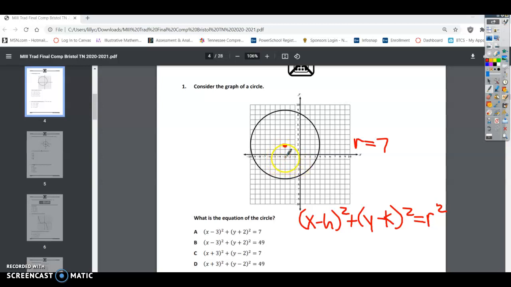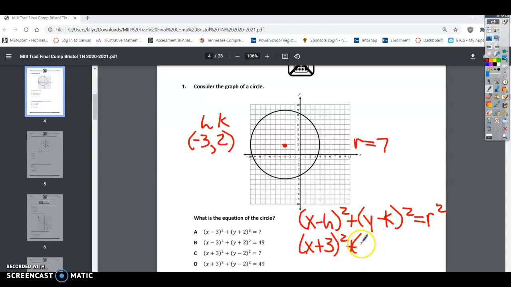And then our h and k comes from the center. So the center is going to be -3 and +2. So this is our h and this is our k. All right, so we just have to fill this in. So we're going to have x minus h, minus a -3 is +3.